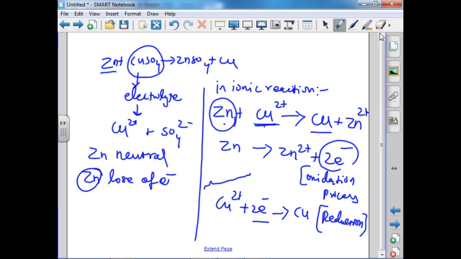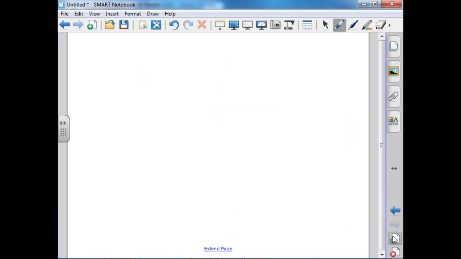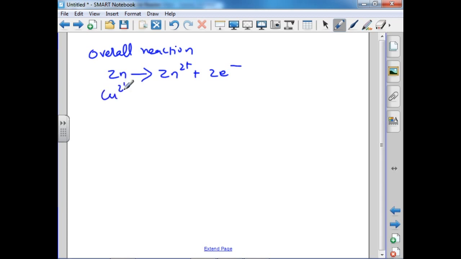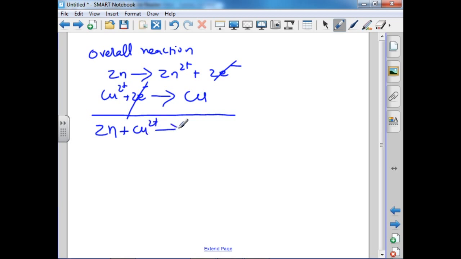So the overall reaction: Zn gives Zn2+ plus 2e-, Cu2+ plus 2e- gives Cu. The 2 electrons cancel. So Zn plus Cu2+ gives Zn2+ plus Cu. So this is the displacement. So the zinc displaces the copper from the copper sulfate solution.